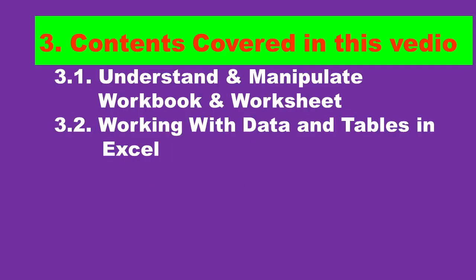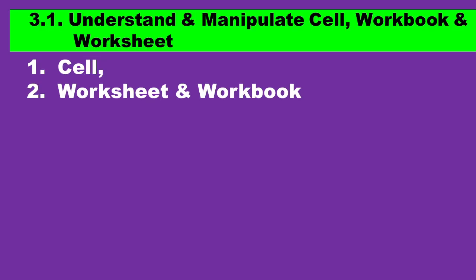Under this section we will learn to understand and manipulate workbooks and worksheets, and to work with data and tables in Excel. First of all, we have to understand what a workbook is, what a worksheet is, and what a cell itself is. Look, first we start with the cell. The cell is the minimum component of a workbook. Then comes the worksheet, then the workbook: cell, worksheet, workbook. This is the arrangement.